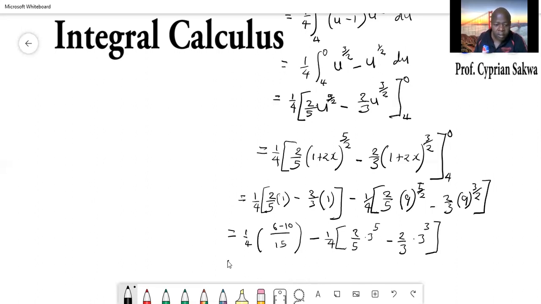So let's use our calculator here. And when you use your calculator, what is this? This is, in fact, a quarter. This is a quarter times, this is negative 4 over 15, and then minus a quarter into what is 3 raised to 5. So this is a calculator. Find 3 raised to 5.